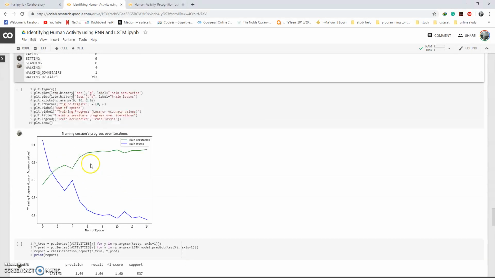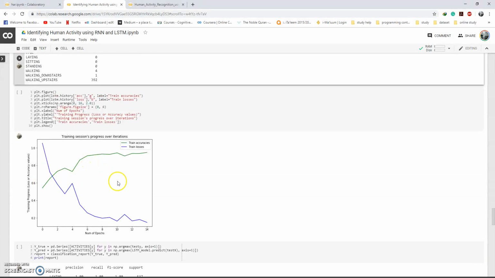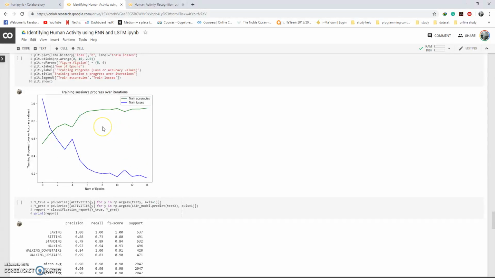Similarly, if we plot the graph as we did for RNN, we can see why the LSTM model performs better. From the beginning, as the epoch increases, the train loss goes down, and as the epoch increases, the train accuracy climbs steadily. So that's why the LSTM model performs much better than the RNN.